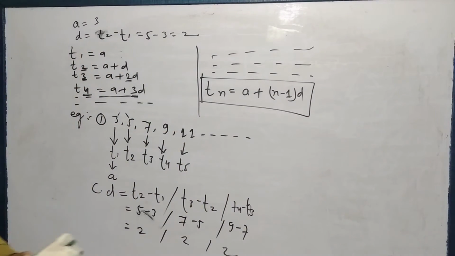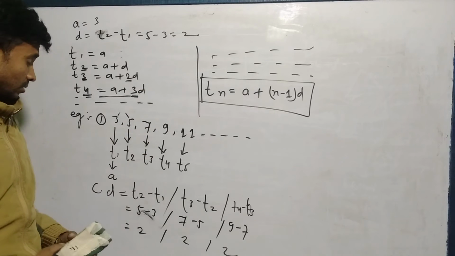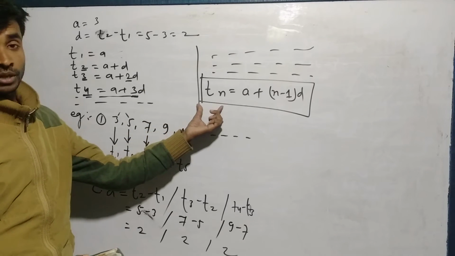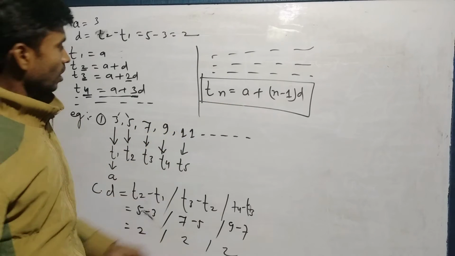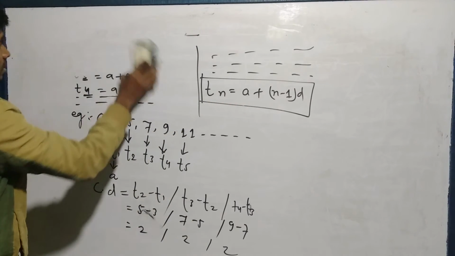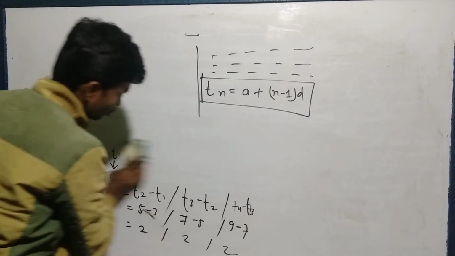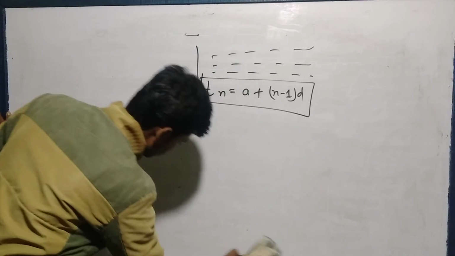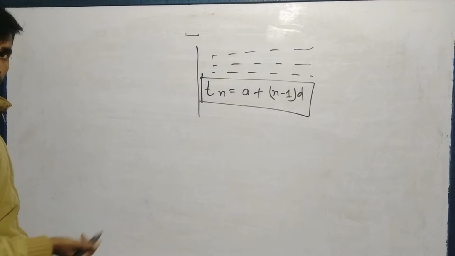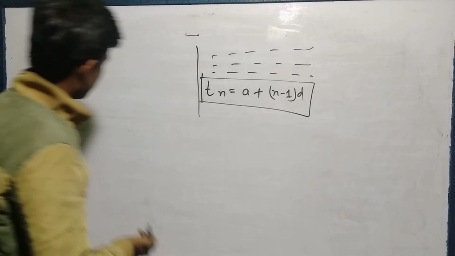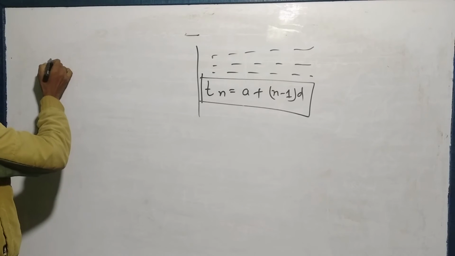How can you find the Tn of any sequence with the help of this formula? So what is the general term formula of an arithmetic sequence? A plus (N minus 1) into D. It is the one formula of an arithmetic sequence. So how can you find it now? Just I am taking one example.